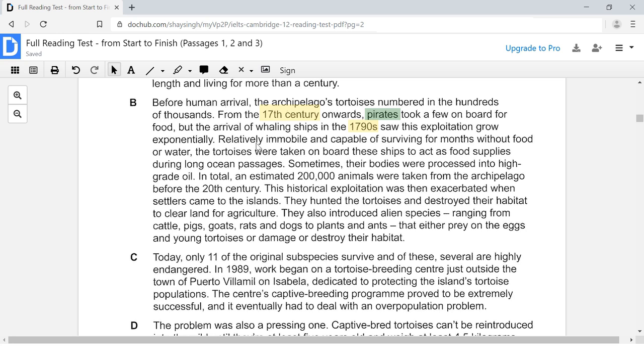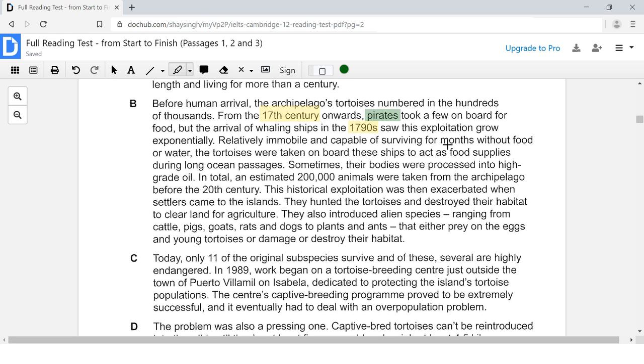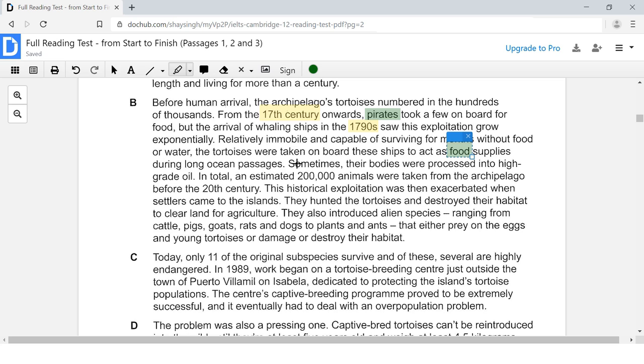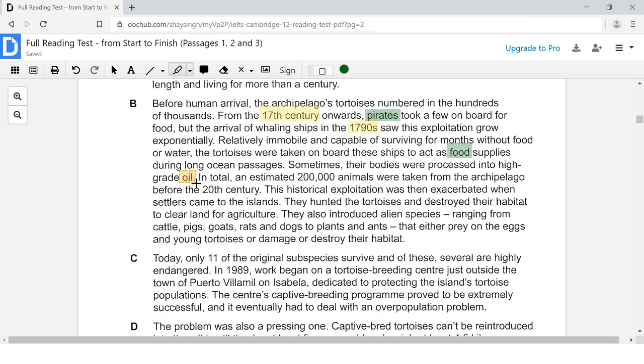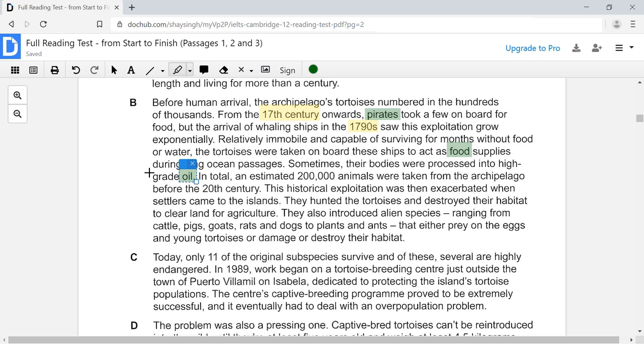So let's read this sentence. Here it says, relatively immobile and capable of surviving for months without food or water, the tortoises were taken on board these ships to act as food supplies during long ocean passages. So we know that they were used for food. In the next sentence, it says sometimes their bodies were processed into high-grade oil. So what were they used to produce? They were used to produce oil. To produce is synonym language for processed into. That is synonym language.